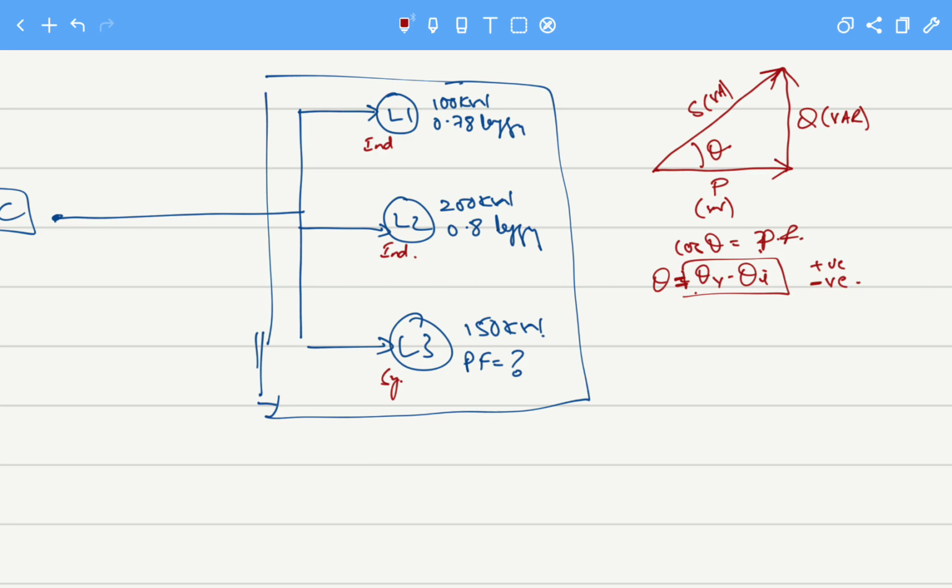So the whole question relies on this basic formula, and you can also see that if we know P and if we know theta, we can calculate this value by tan theta equals Q over P, or we can say the reactive power is P tan theta.